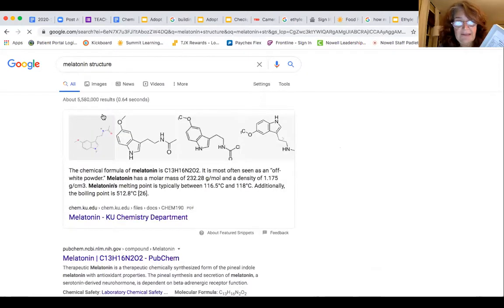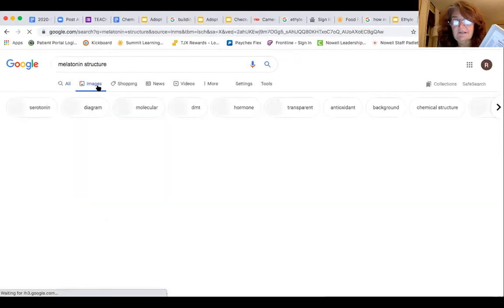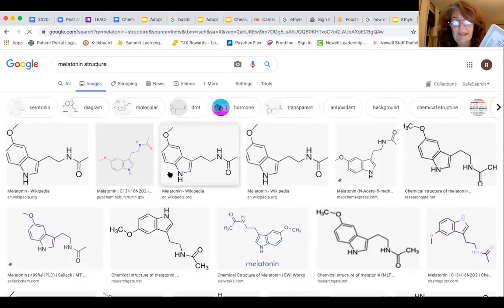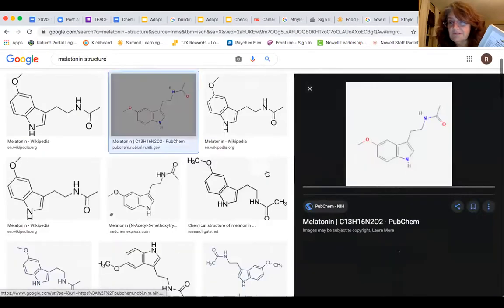And then we would quickly see how we do melatonin. So I would go to images and I would pull it up. And these rings here, the carbons, they have not labeled, okay? And that's something that you'll frequently find. You won't necessarily see the carbons.